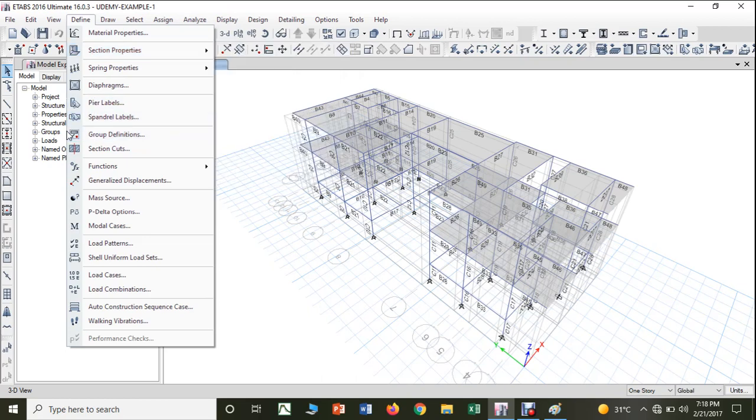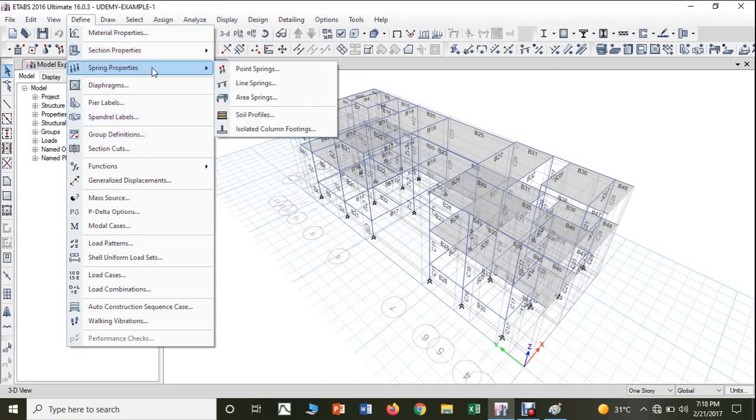Okay, now the next that you can have is the spring properties. This entire spring property is going to deal with the level of foundation. Now again I will tell you, we are not going to use this concept when we are doing a normal type of design and analysis. But when it comes to a special type of design, what we call soil structure interaction.